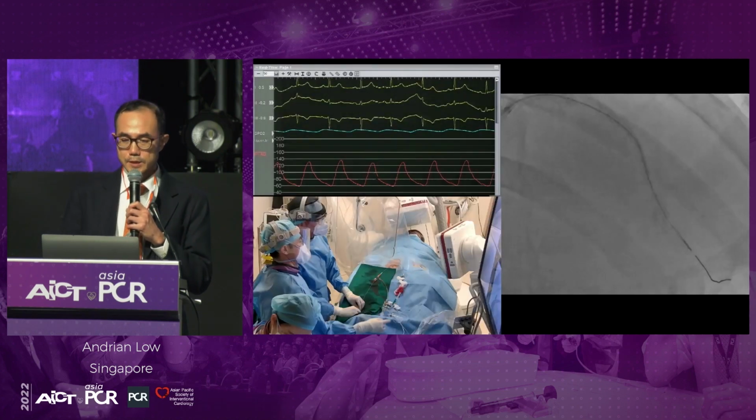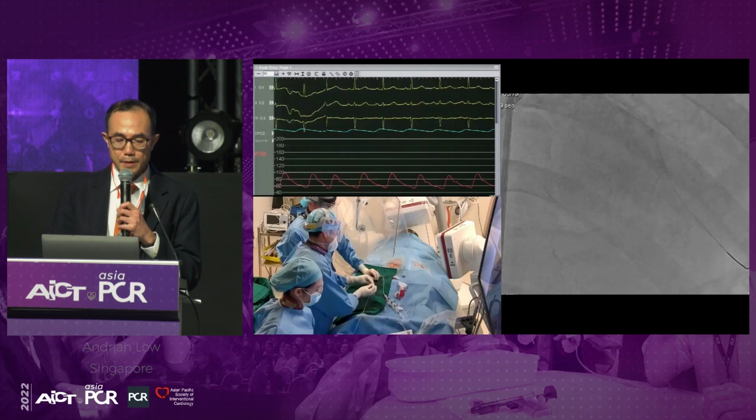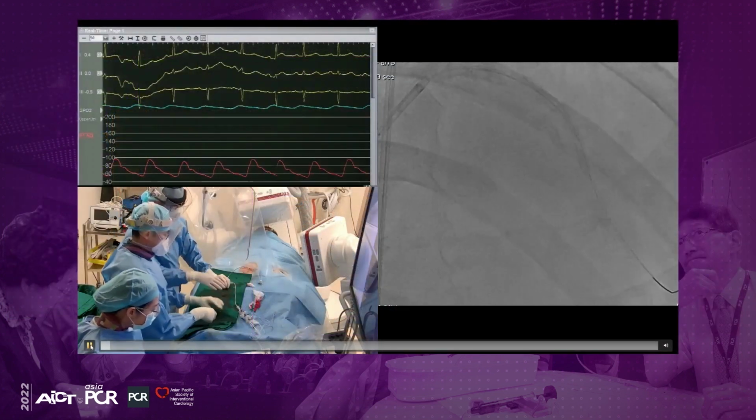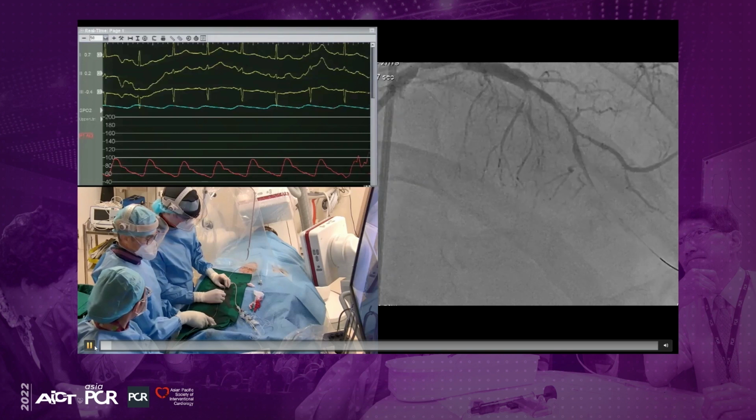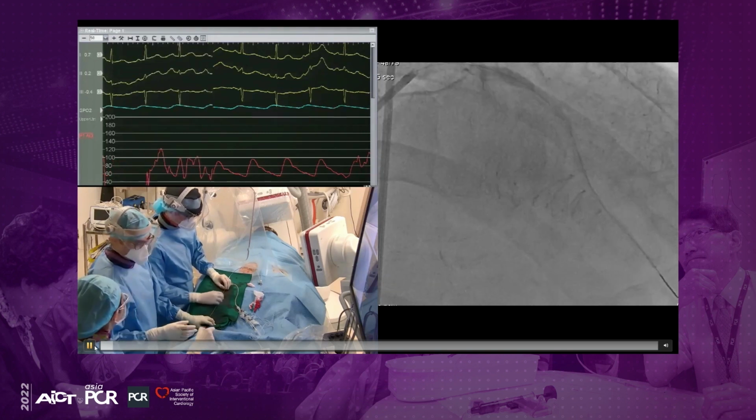You can see that this is a setup shot, and what you see here is that we couldn't actually cross into the distal LAD. This was actually a CTO, and we had to use a CTO wire to cross the distal LAD, and thereafter exchange it to a workhorse wire.